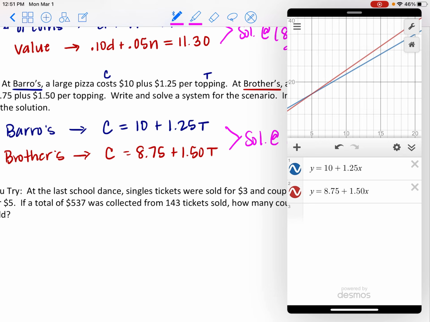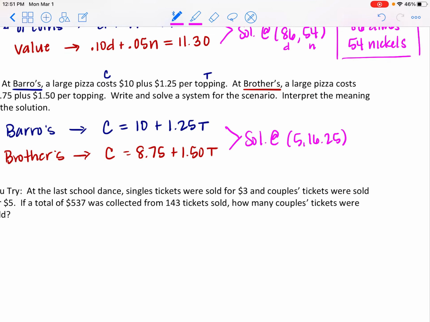After that, it means that Brothers is more expensive, right? If you're going to get 6 or 7 or 8 or any toppings after that, it's going to be more expensive at Brothers. So if you like a lot of toppings, you want to go to Barrow's. If you like fewer toppings, then go to Brothers. So this solution was toppings and costs.